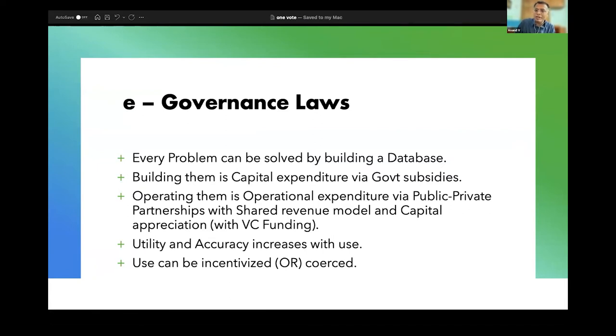When coercion is involved, utility and accuracy actually decreases with use and the system falls apart. And you have no choice than to keep up with the system because that is the price of living. I mean, unfortunately, that is how it works.